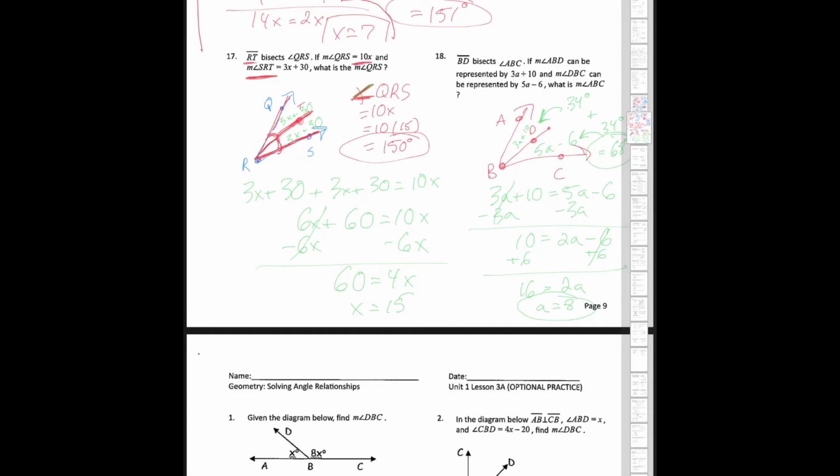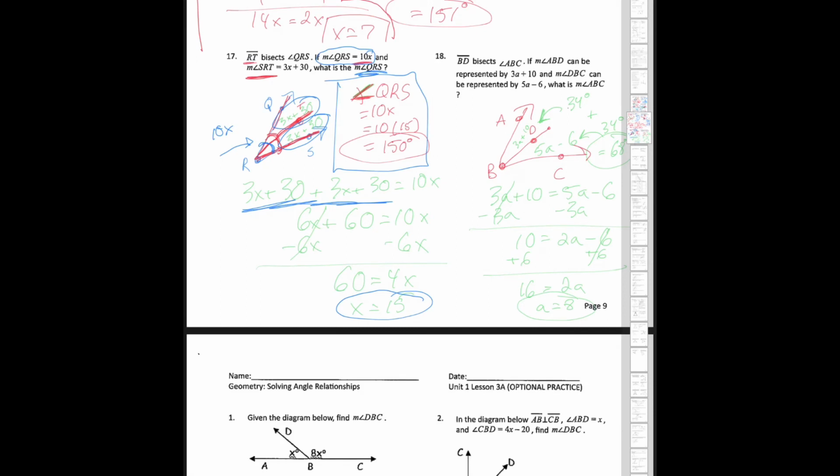So when we do that, we have a measurement for the entire angle. The entire angle, so these two put together, was 10x. So if I add 3x plus 30 and 3x plus 30, and set that equal to 10x, I should get my missing variable. I add those together and set it equal to the entire angle. I solve and I get x equals 15. Now I'm looking for angle QRS, so I have to make sure I'm plugging back into the right place. Angle QRS was 10x. So I plug in, and I get angle QRS was 150 degrees.